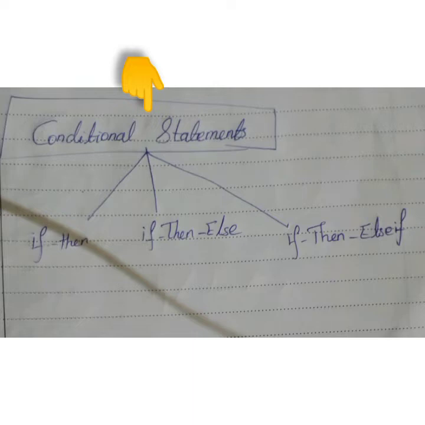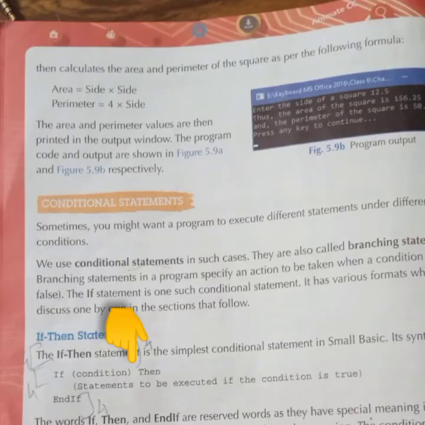So here the first statement is the if then statement, then the if then else statement, and the last one is the if then else if statement, okay? Let's see one by one what is the difference between these statements. The if statement is the simplest conditional statement in Small Basic, okay? The syntax is given: if condition then, statement to be executed if the condition is true. So if the condition is true, the statement we mentioned after then is executed. Then End If, okay? Here If, Then and EndIf are reserved words, so we should not change those words.